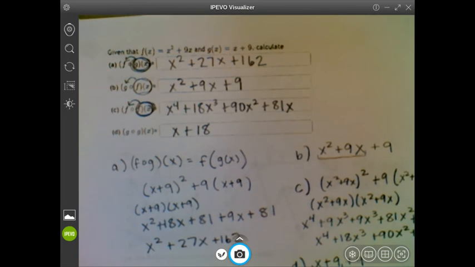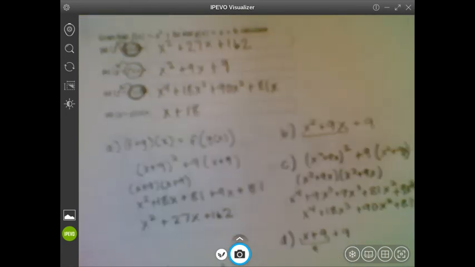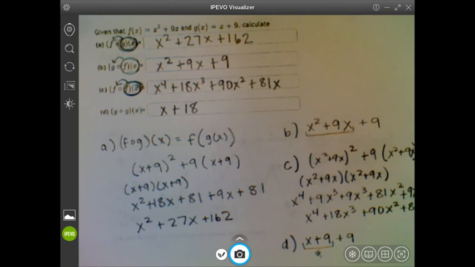So this one was pretty easy, x plus 18 for the algebra. The setups can get a little confusing, but as long as you get the setups, then it's just algebra from there. All right.